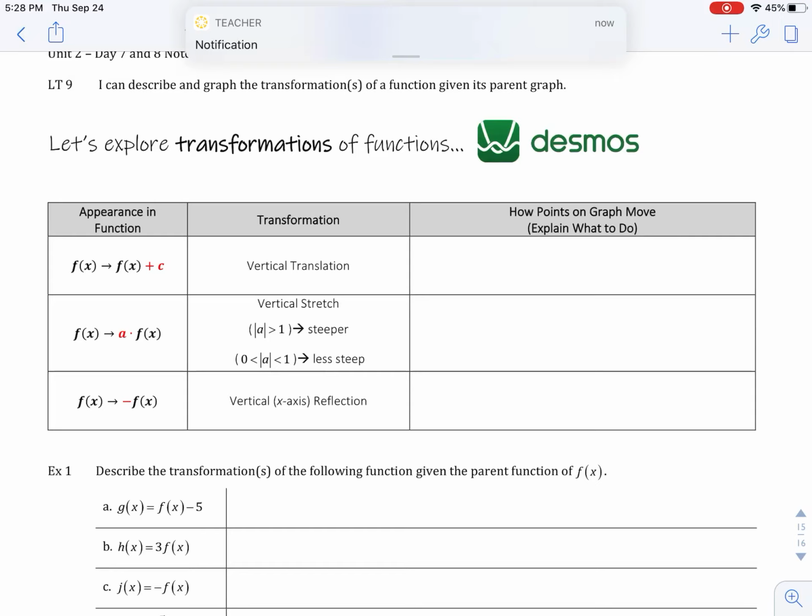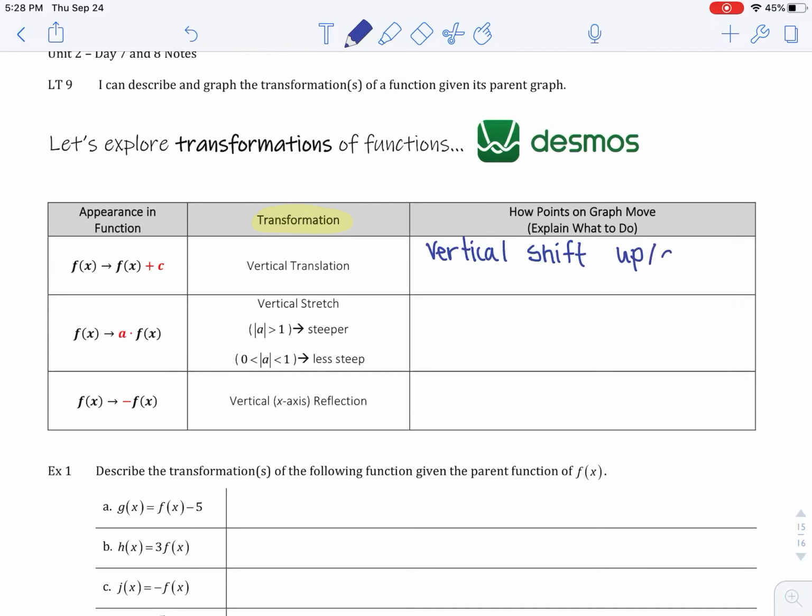So let's see. We have a function and all these different types of transformation. That's a new word for us, right? We're going to be transforming, just like the movie, transformations, right? We're going to be transforming equations. So first off, it talks about this vertical translation. Translation is just a fancy way of saying slide, sliding up and down because it says vertical. So we're going to have a vertical shift up and down.